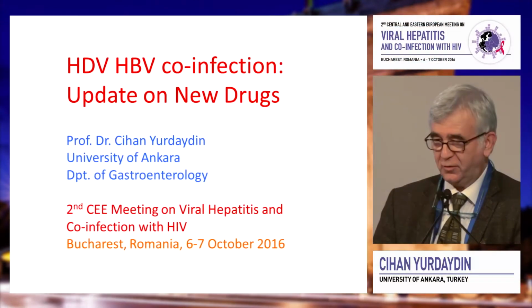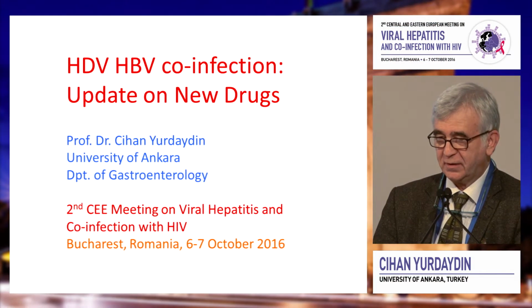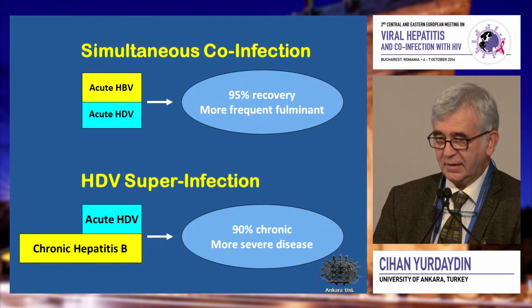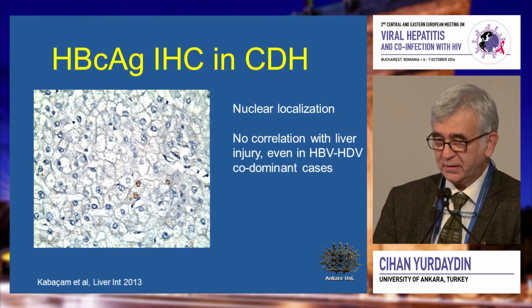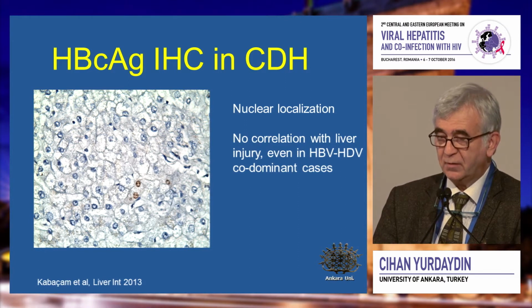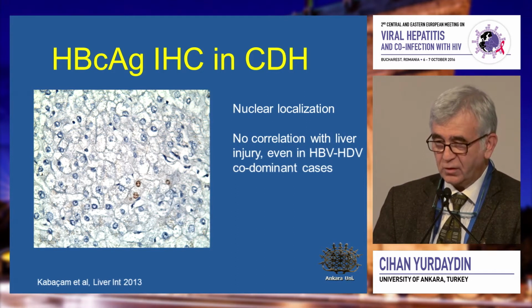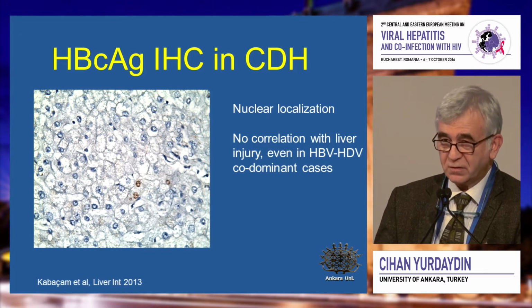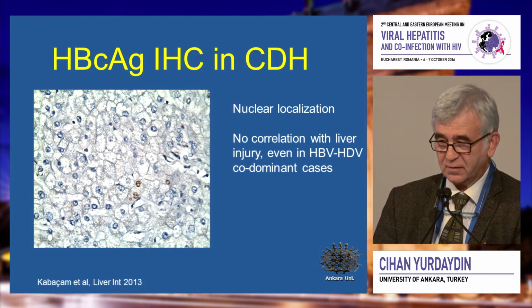My talk is on update on new drugs in delta hepatitis. Most of delta cases are due to the superinfection of HBV. And if you look at immunohistochemistry, core antigen localization is not cytoplasmic, but it's nuclear, and expectedly, because of the nuclear localization, there is no correlation with liver injury, even in patients who are so-called HBV, HDV codominant cases.